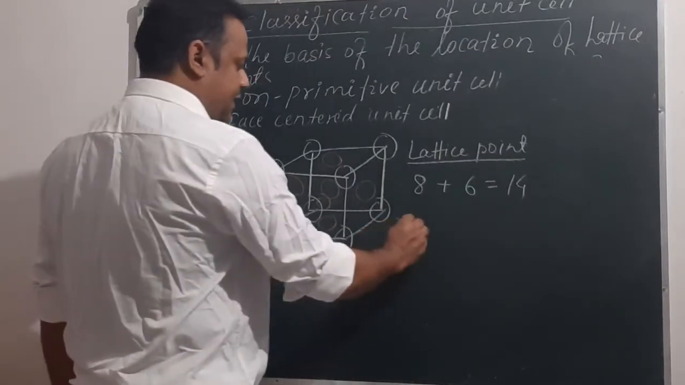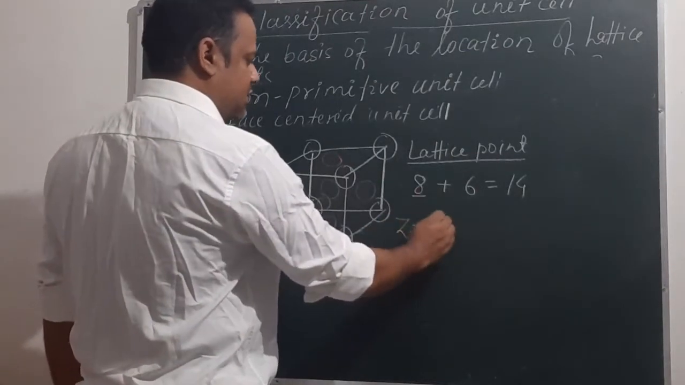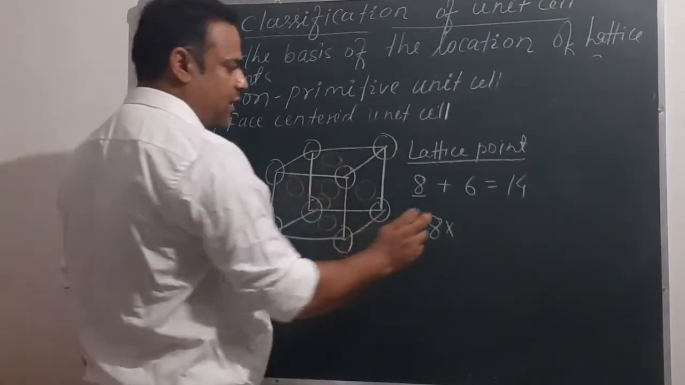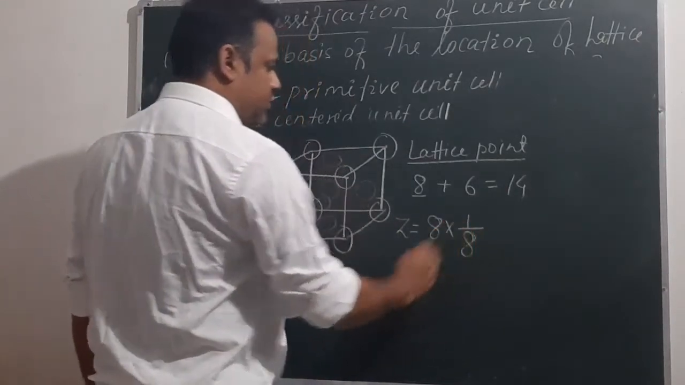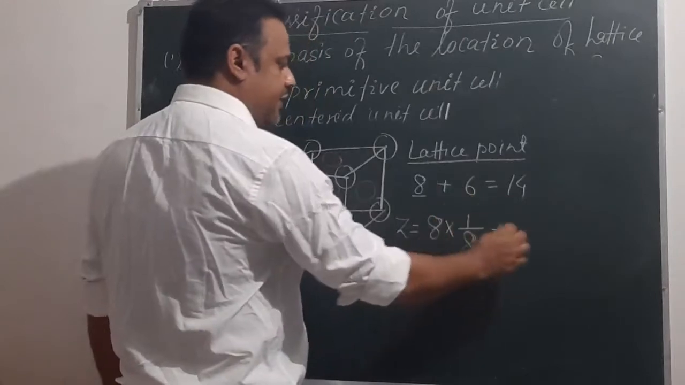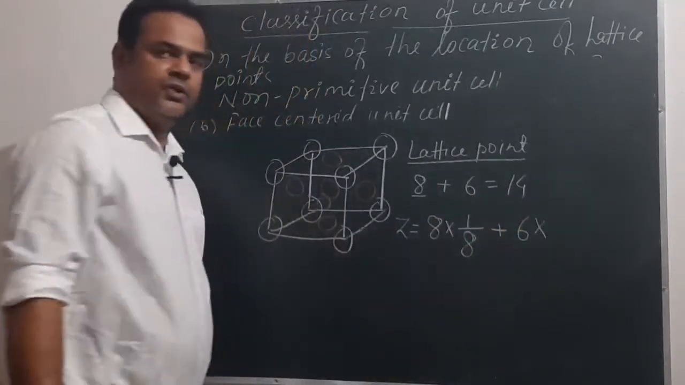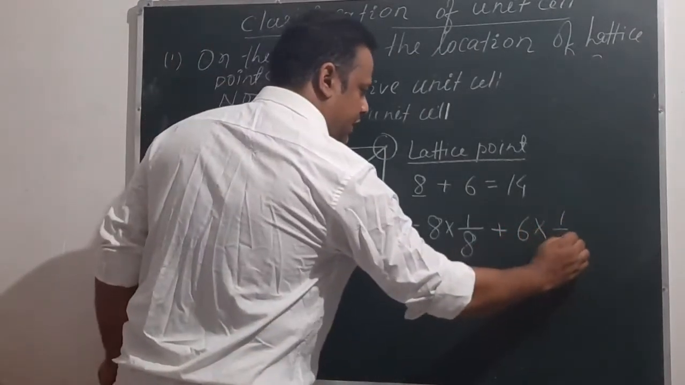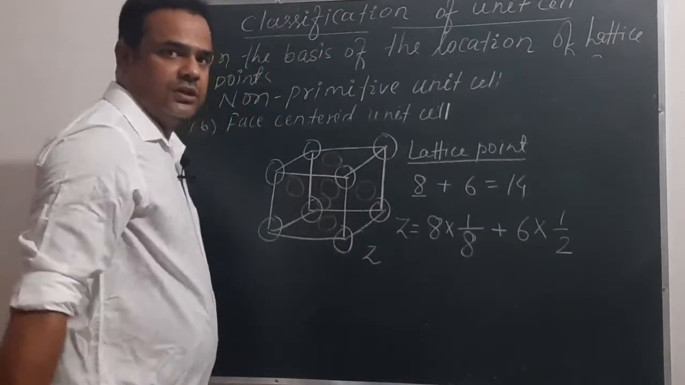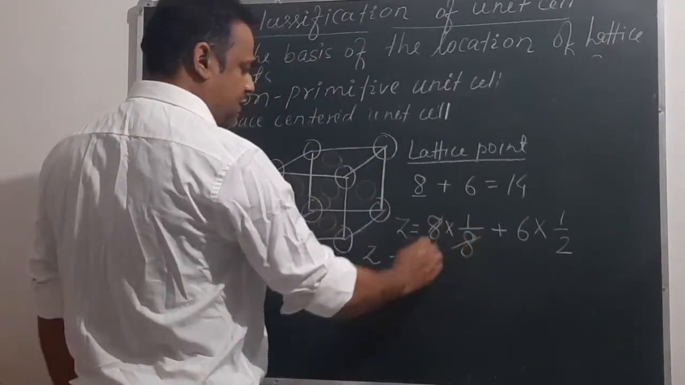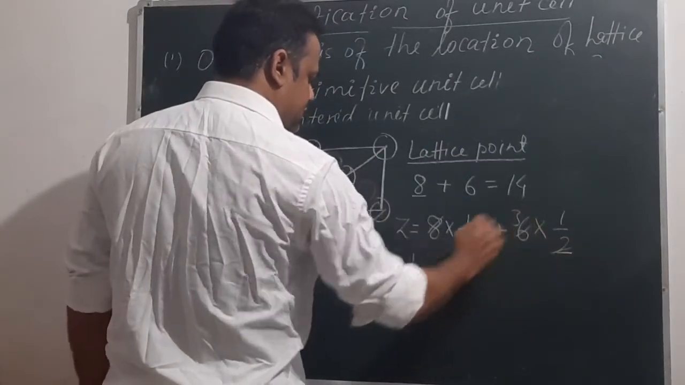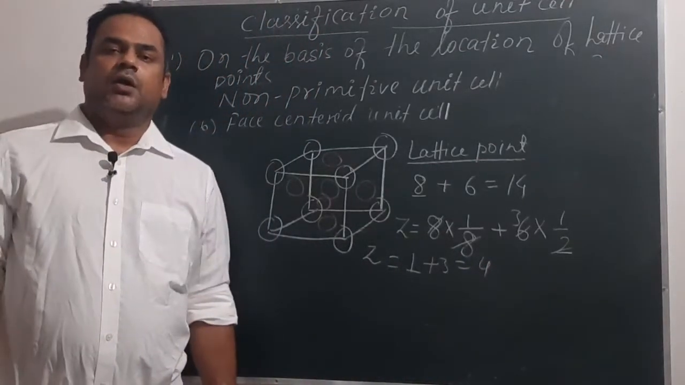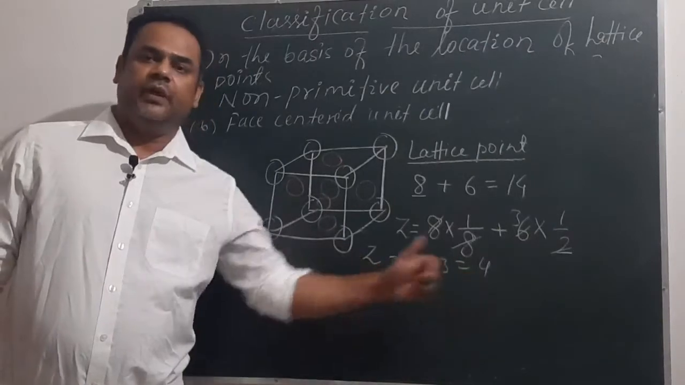Now if we find Z, then Z will be equal to lattice points 8 and the contribution at this position. We know that at a corner the contribution is 1 by 8 to the unit cell, plus lattice points and their contribution in the unit cell. In case of a face, we have studied the contribution is half, so here half. So Z equals, this will cancel out, 1, and 2 3s are 6, plus 3 equals 4. So in case of face-centered unit cell, the total number of atoms per unit cell will be 4.